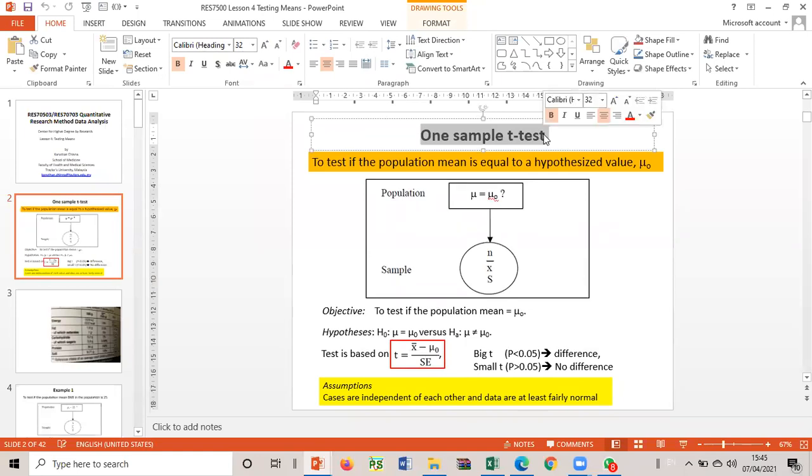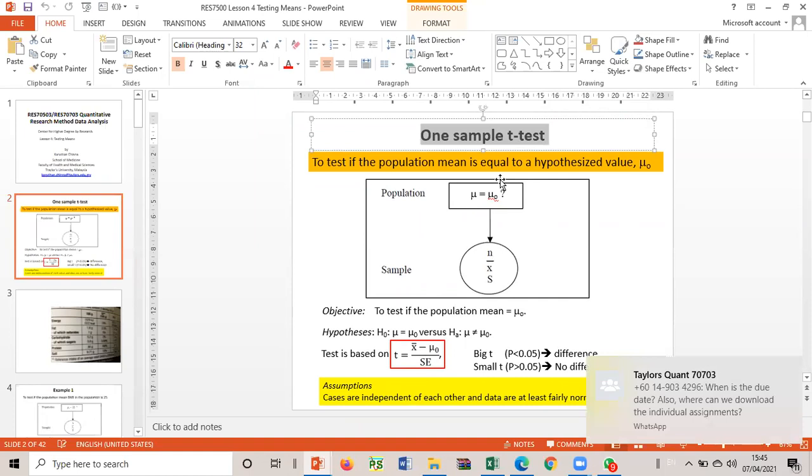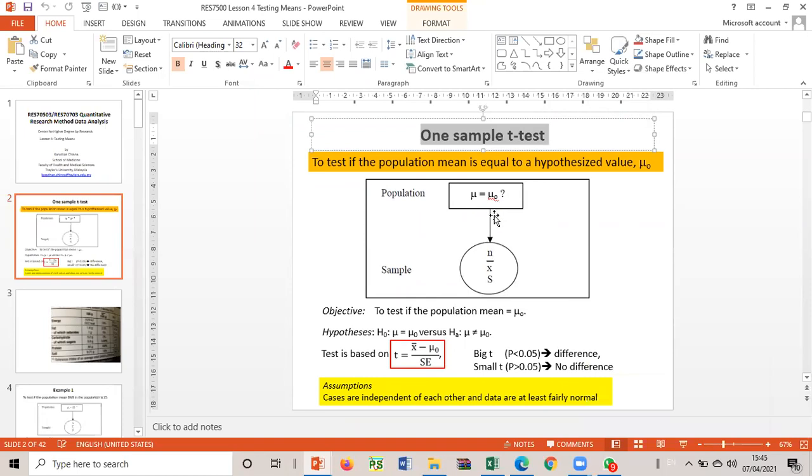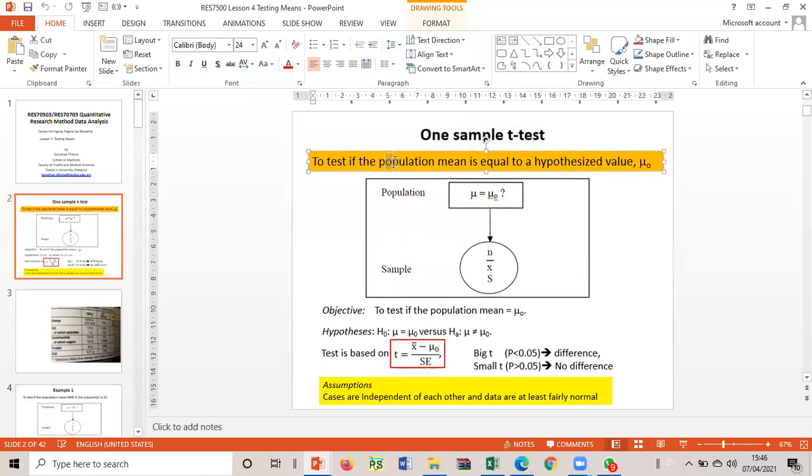So why is it called one sample? How many populations are here? Remember, the box is a population. One population, and we take one sample from the population. So it's called a one sample t-test. What's the objective? You have to test whether the population mean equals a hypothesized value, let's say mu naught.